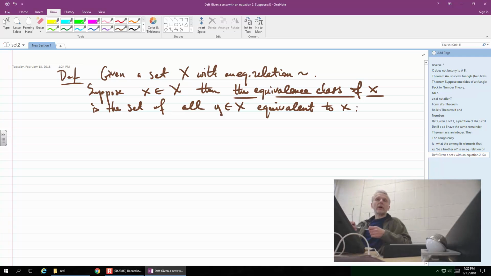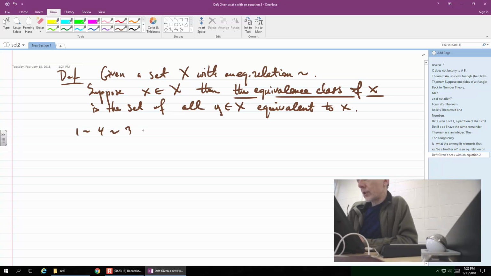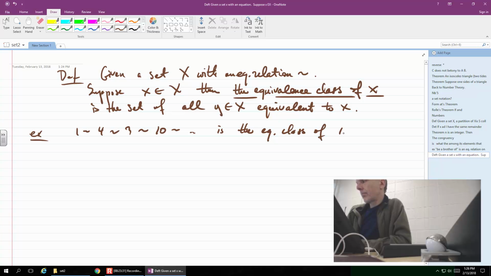So if we're talking about congruency, then every number that has a remainder under division by 3, say equal to 1, that's your equivalence class. So for example, 1 is equivalent to 4, equivalent to 7, equivalent to 10, and so on, right? This is the equivalence class of 1. But it's also the equivalence class of 4, and of 7, and so on.